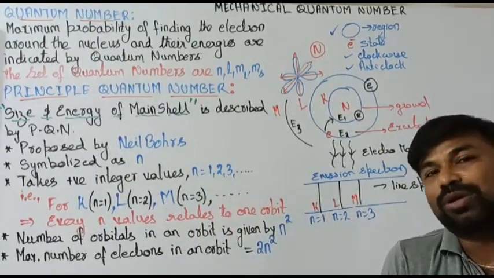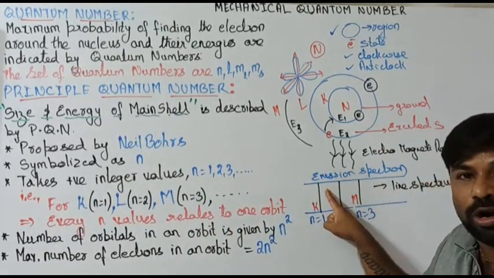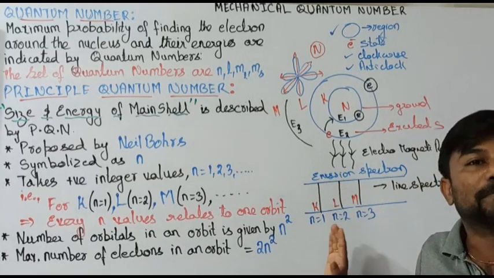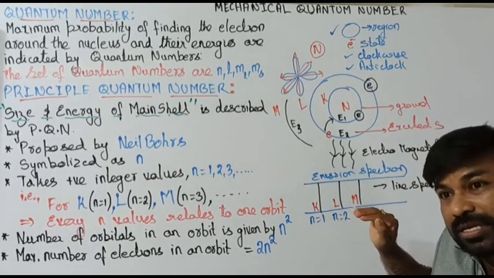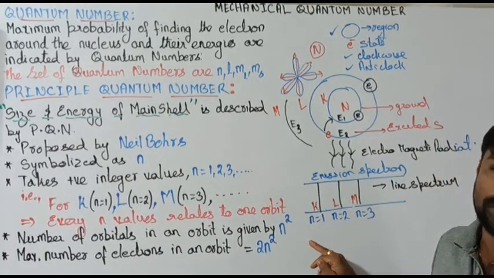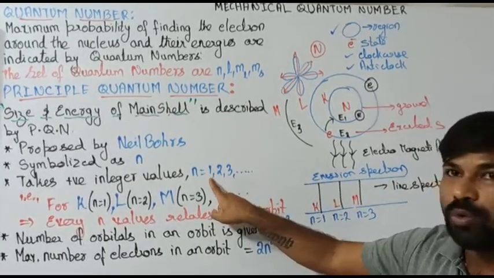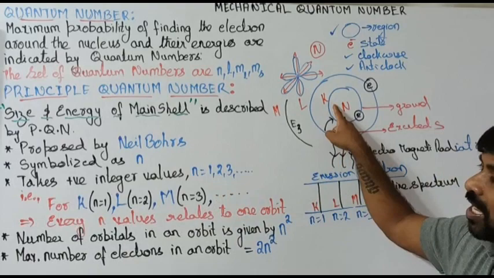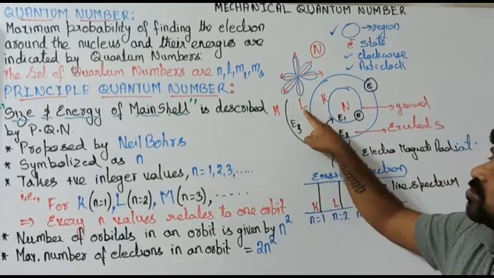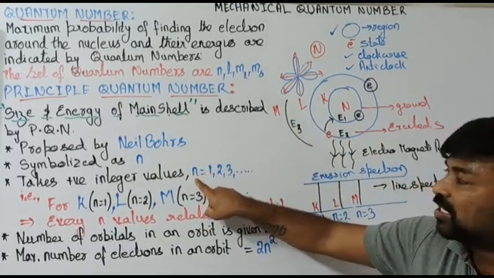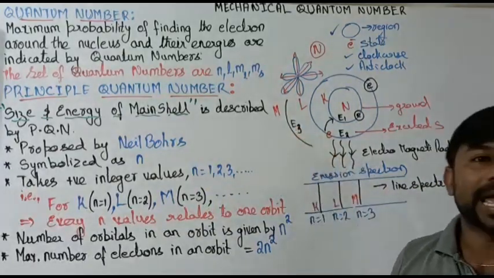What does it mean? It means for every orbit, one principal quantum number is there. For every value of the principal quantum number, it relates with one orbit. If you take n is equal to 1, it relates to the K orbit. For n is equal to 2, it relates with the L. If n is equal to 3, it is nothing but M.